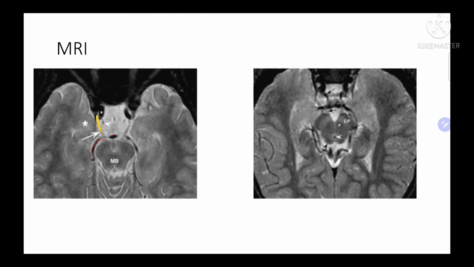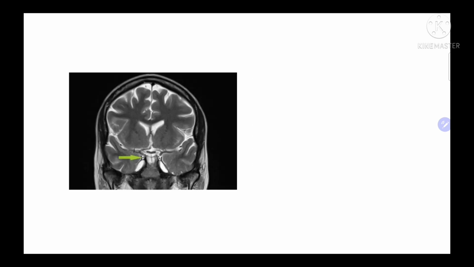Again here, you can see the nerve. This is the posterior communicating artery, the superior cerebellar arteries, and you see the nerve. Remember, this is the midbrain, and this is the aqueduct. Again, here we see in this coronal cut of the MRI, you see the nerve in green.